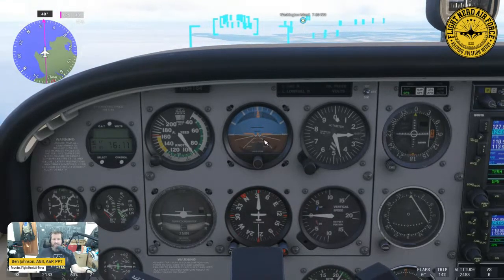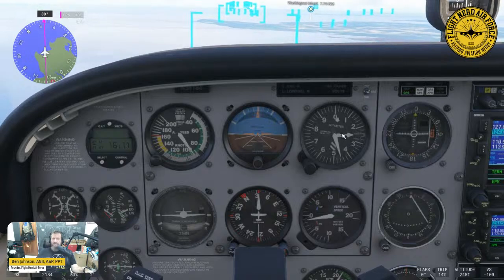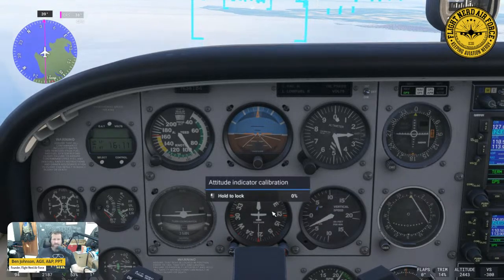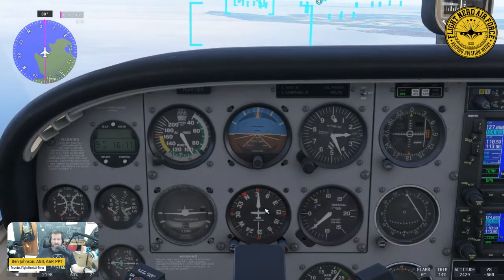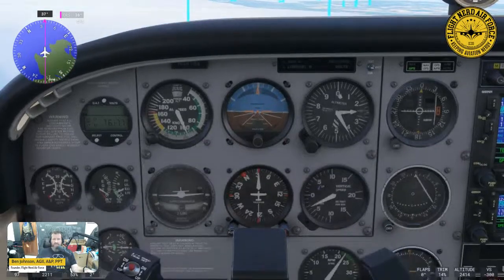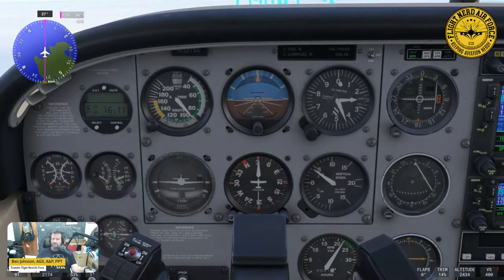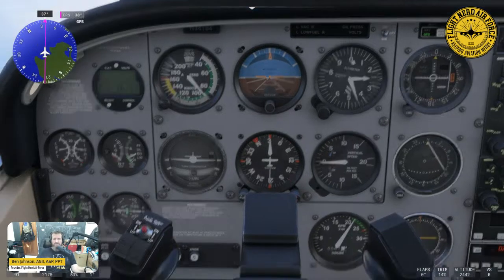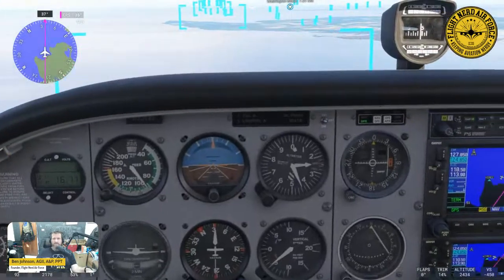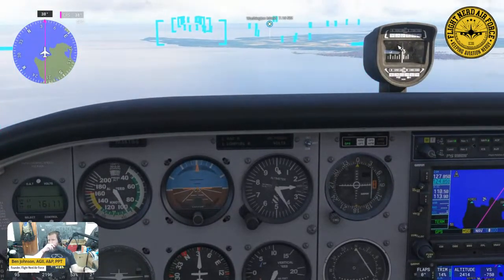Now our other instrument, this tells us how high we are. This tells us how fast we're going. We're going to go down here to our heading indicator. Our heading indicator tells us which direction we're going. Now you might ask the question, hey Ben, why in the world would we have a heading indicator when we also have a compass right here? This guy right here is a compass.